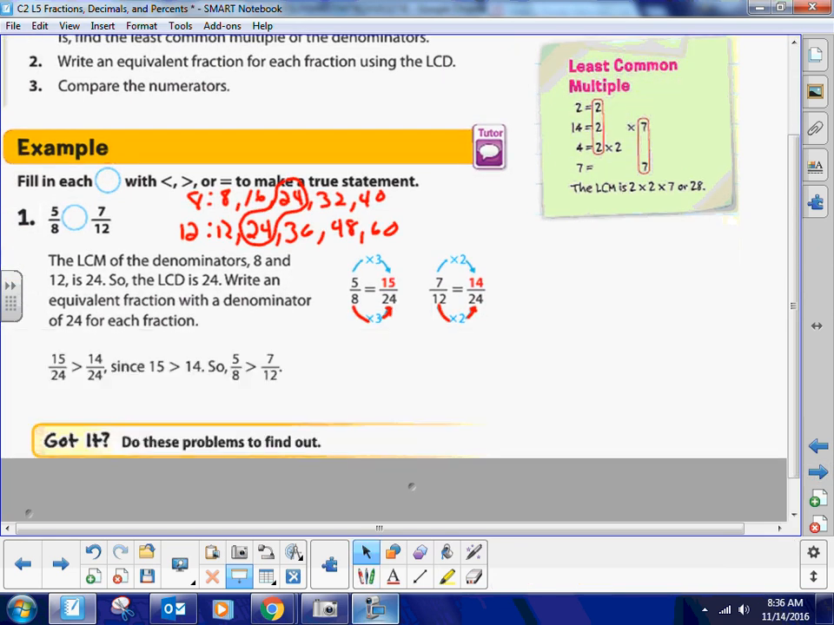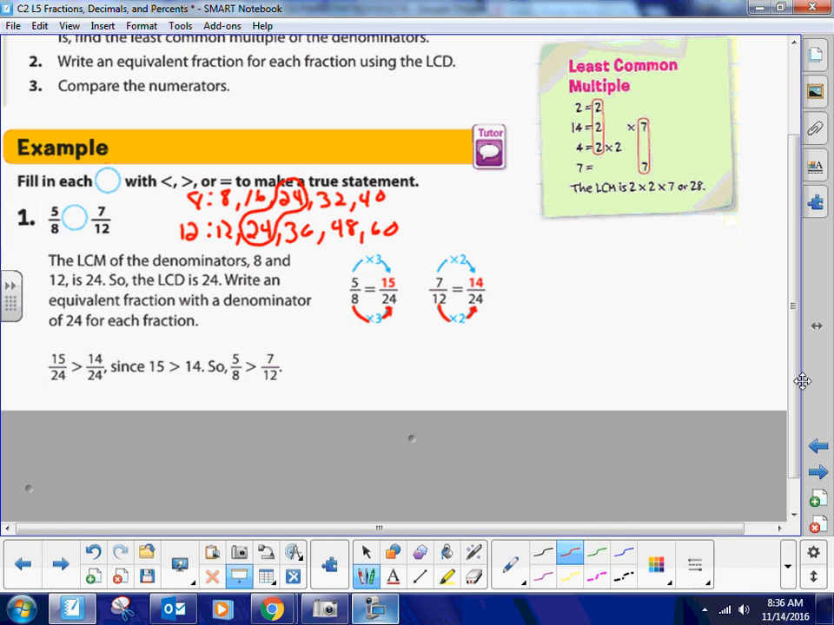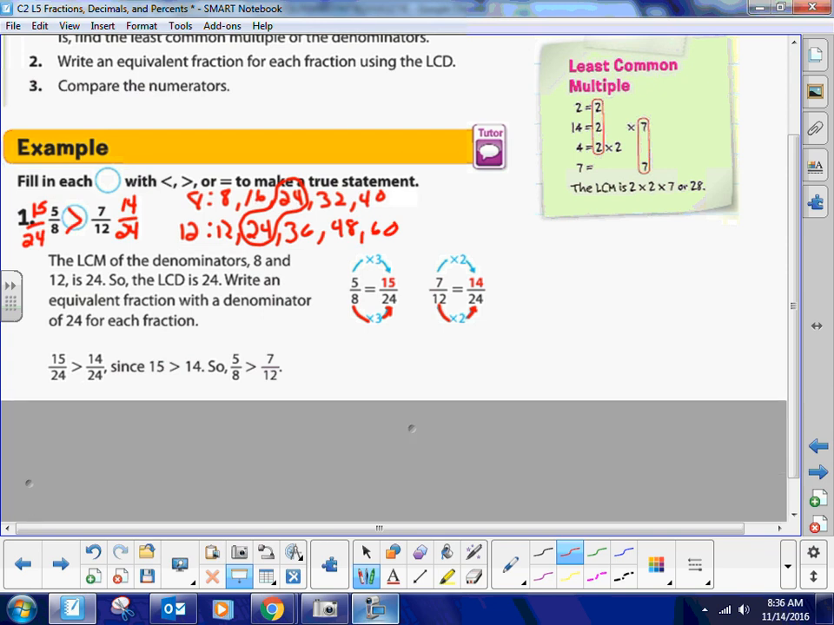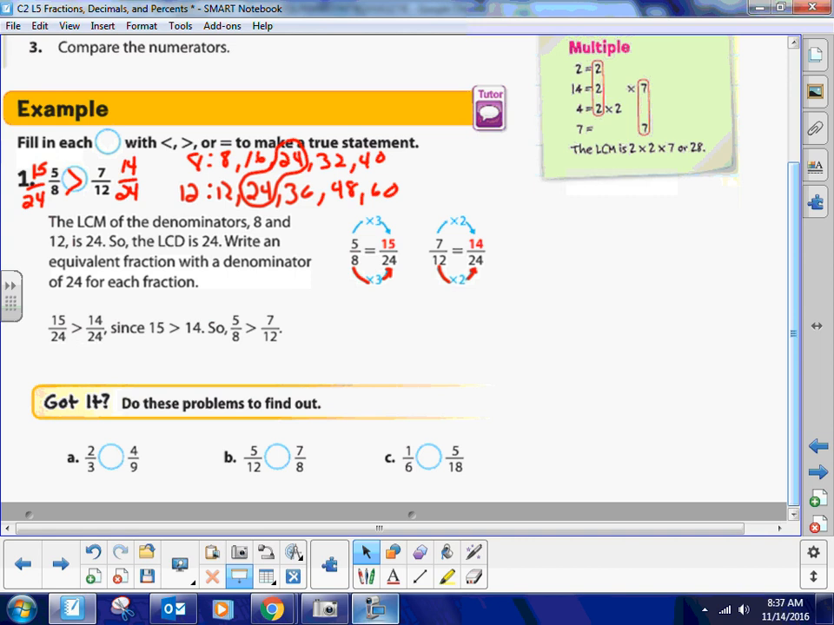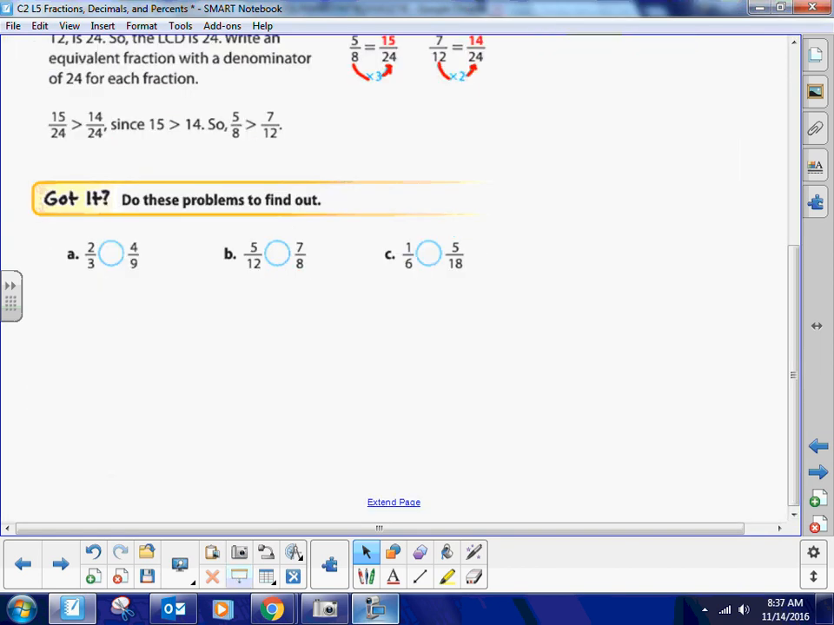Now, here's what I would do. Okay? I would write in over here 15/24ths and 14/24ths. So now you know which way to make it. So 5/8 is greater than 7/12. Okay? So that's how you would mark that. All right? Go ahead and try this down here. Okay? Try to do these on your own. Pause the video and try to do these.